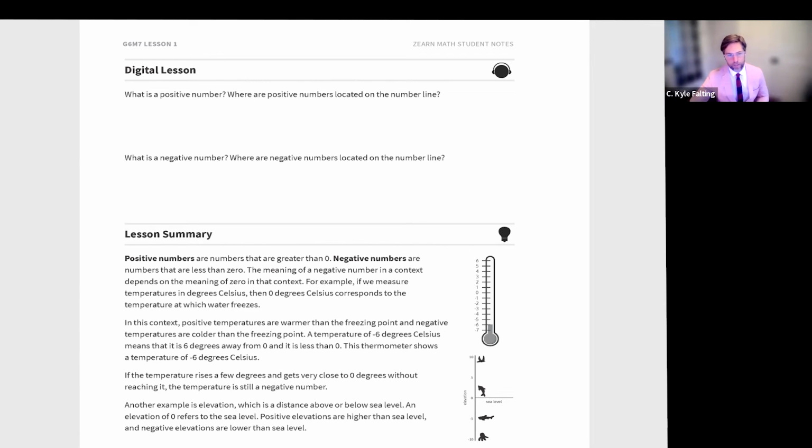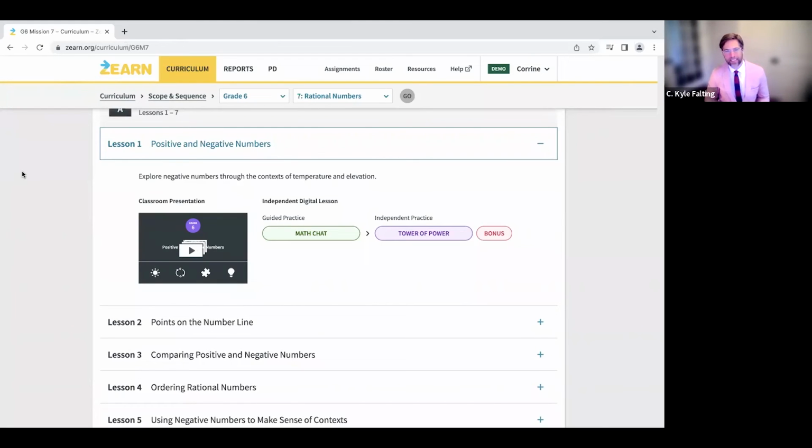Now let's shift our attention to the next phase of the lesson, the independent practice. Our independent practice is known as the Tower of Power. The Tower is our multi-level daily digital assessment that's required for students to be able to move to the next lesson. Zearn Math not only helps students build their understanding, we also provide students the opportunity to demonstrate their developing understanding with each lesson.